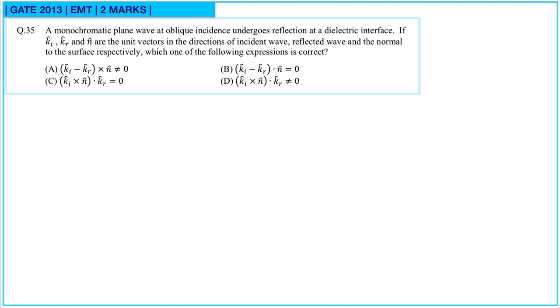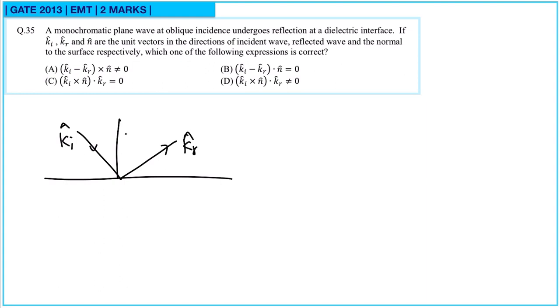Next question. A monochromatic plane wave at oblique incidence undergoes reflection at a dielectric interface. If ki cap, kr cap and n cap are the unit vectors in the direction of the incident wave, reflected wave and normal, which of the following expressions is correct? So if we consider ki cap cross n cap, this resultant will be perpendicular to this plane, and if we take the dot product with kr cap, then it will be 0 because this is perpendicular to kr cap. So here option C is correct. Otherwise if we check ki minus kr, they are in the same plane, and the cross product with n cap may or may not be equal to 0, we cannot say for sure, but option C will be valid always.